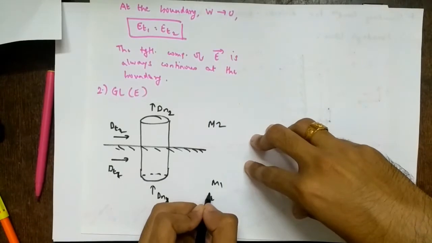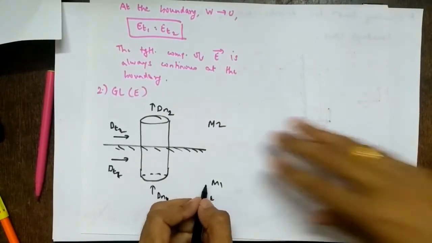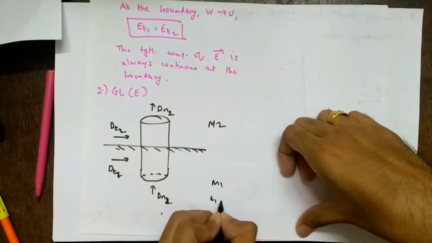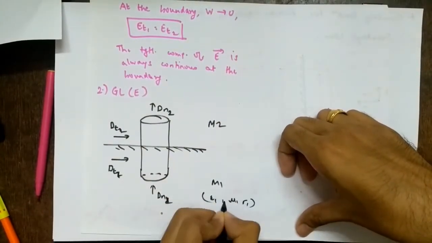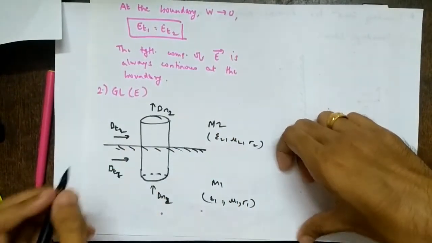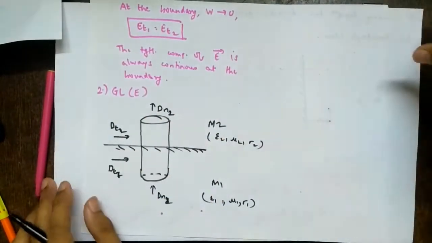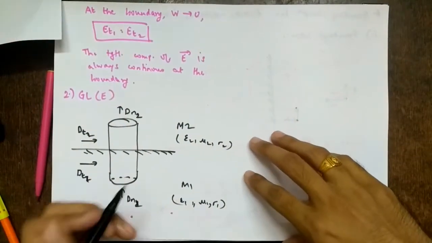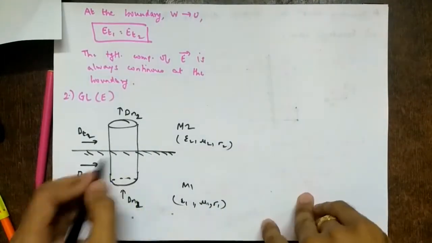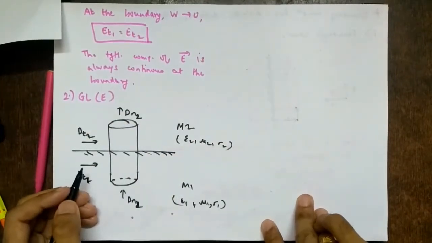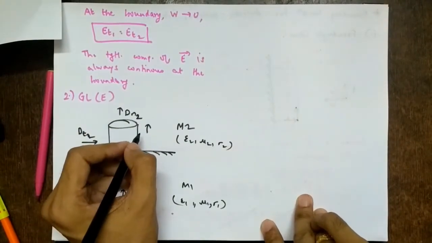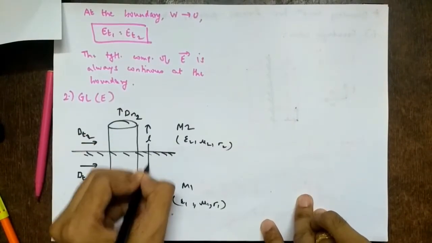Again we have epsilon 1, mu 1, sigma 1, and this will be epsilon 2, mu 2, sigma 2. Don't worry, if this is medium 1 and this is medium 2, then also it is fine. You will get the same answer. I am just finding it simpler this way, but you can interchange the media; it is not an issue. So these are our assumptions. Apart from this, let's assume the height is L.